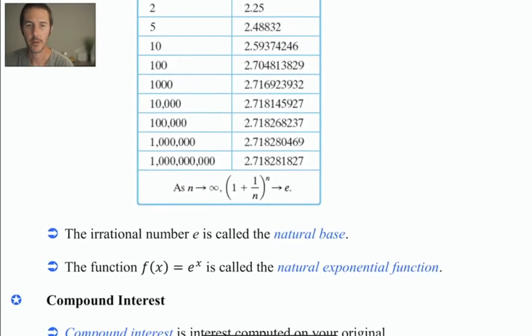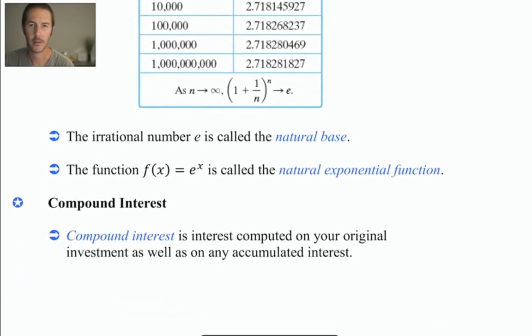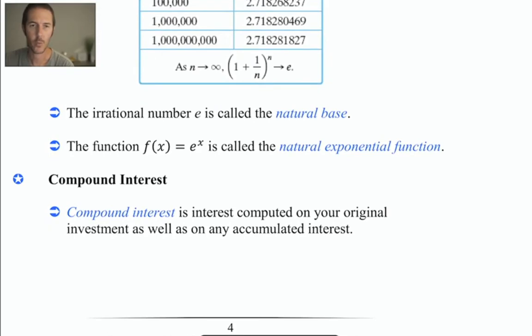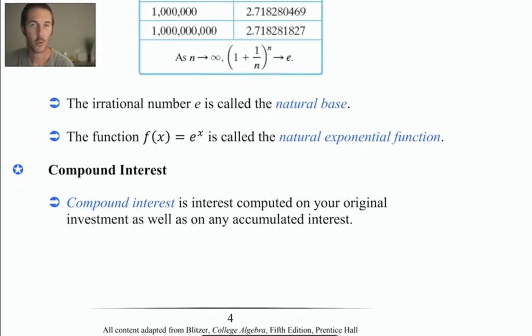And that's a conversation you could have again in an elementary calculus or a Calc 1 class. It's an irrational number because it's a decimal that's non-terminating and non-repeating. Goes on forever and never repeats. It's called the natural base, and f of x equaling e to the x is called the natural exponential function, which transitions us into the subtopic of compound interest.